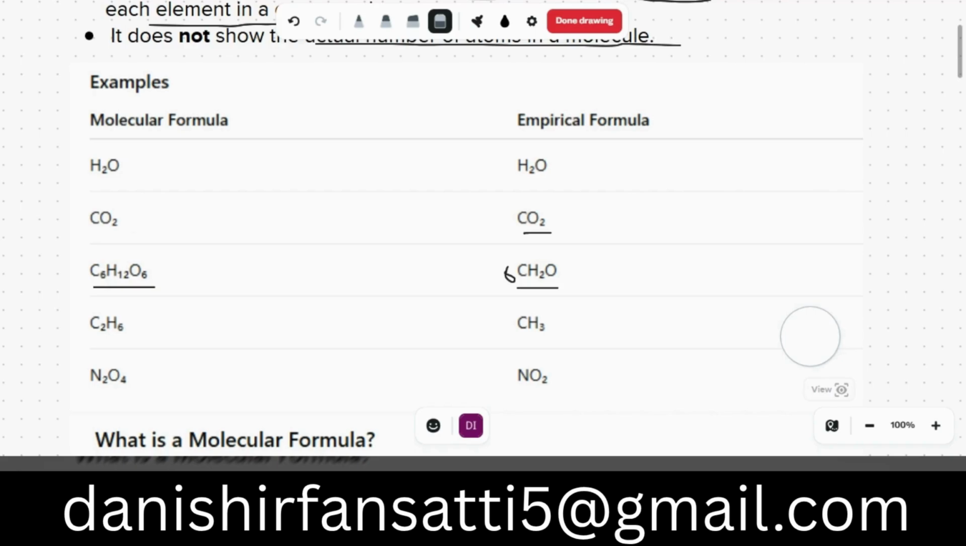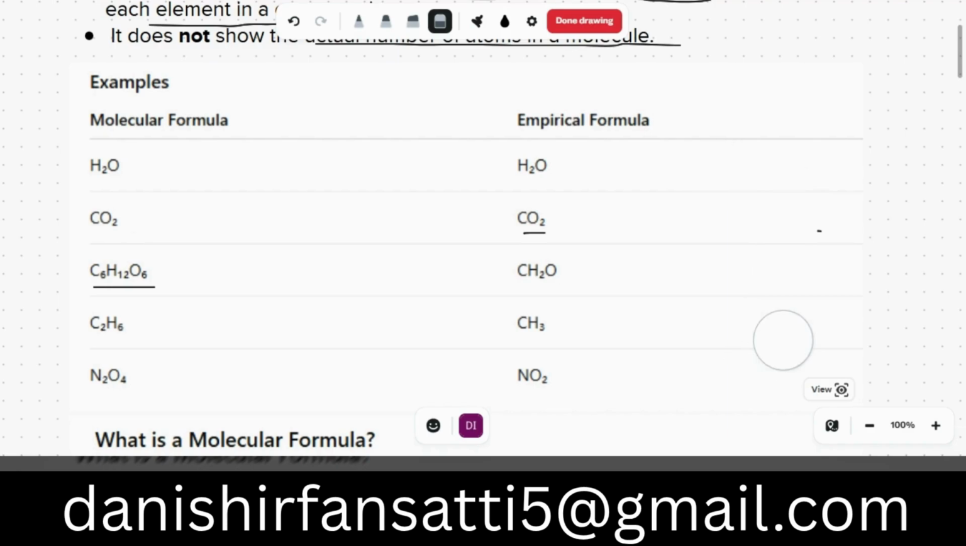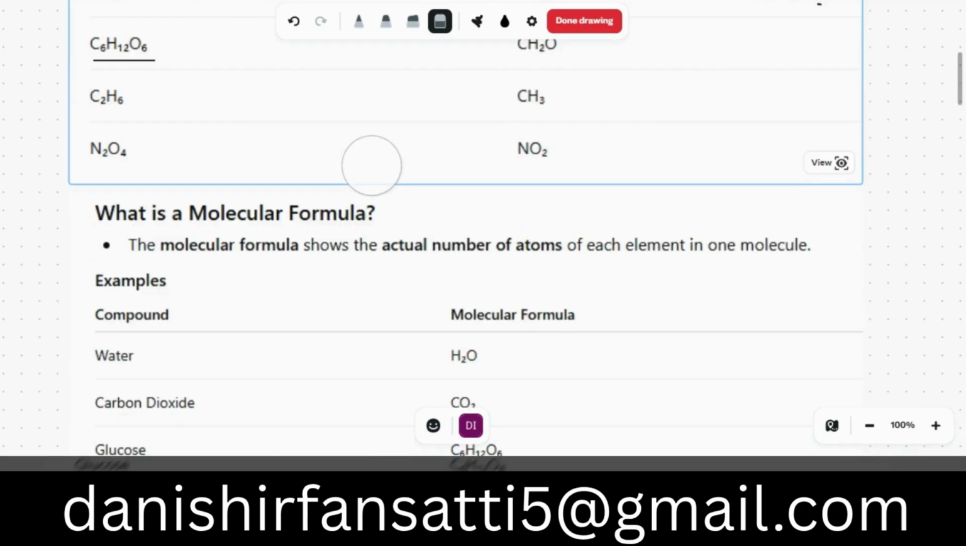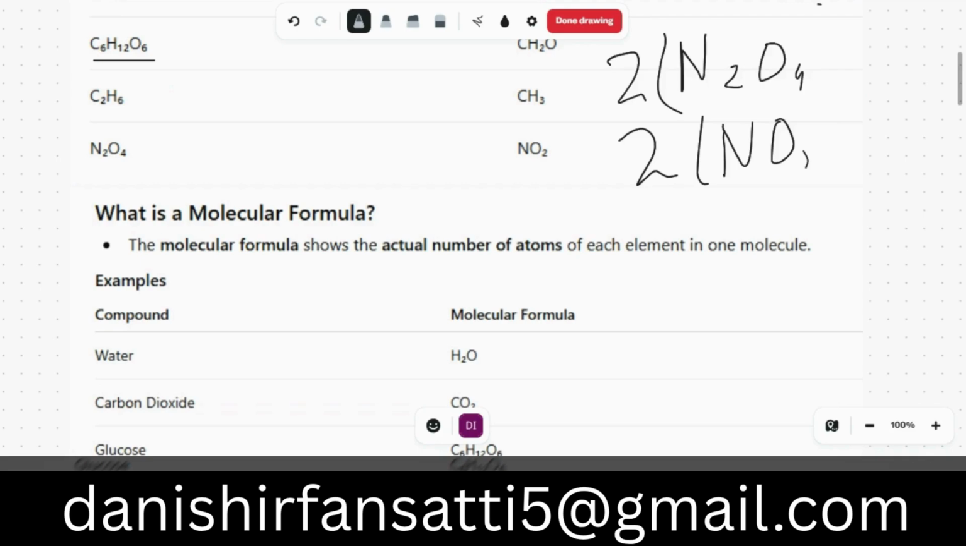Now what about C2H6? Okay, so if I divide C2H6 by 2, that will give us CH3. Okay, that is an empirical formula. Empirical formula is the simplest ratio between the atoms. Okay, next example is also, you can see N2O4. So N2O4, if I take 2 common from here, so that will become 2 into NO2. So that is the simplest form we can write. So that is called empirical formula.